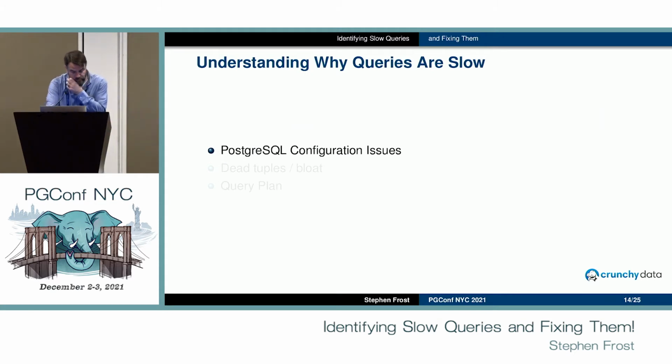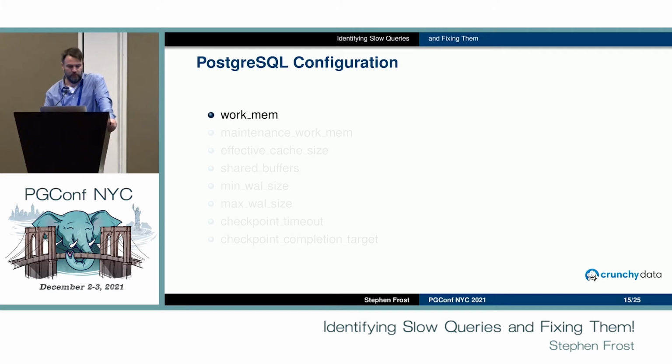Okay, so the next thing I wanted to talk about a little bit is understanding why some of these queries are slow, right? And that's a more complicated discussion, but I want it to be kind of the bulk of what we talk about here. So first and foremost is Postgres configuration issues. Also things like dead tuples and bloat, or quite frequently the biggest thing is query plan, right? So first and foremost, we're going to talk through some of the Postgres configuration.